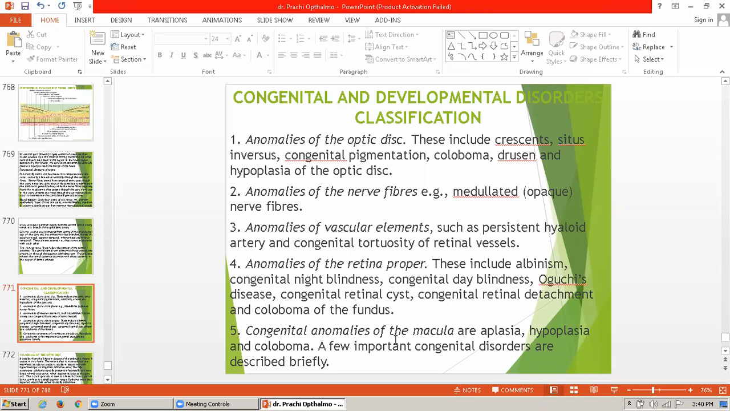And a few important congenital disorders are described briefly. So these are the congenital and developmental disorders classification: anomalies of optic disc, anomalies of nerve fiber, anomalies of vascular element, then anomalies of the retina, and congenital anomalies of the macula.